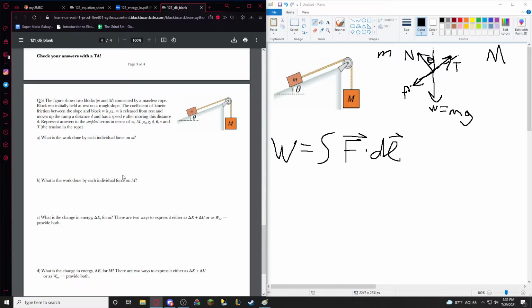So how would we actually calculate the work done by each individual force on M? I guess my first instinct would be to relate all the forces that are acting on it. But this question is just asking about each individual force, right? Oh, yeah. So I would just keep it separately. We're just leaving it in terms of it's moved a distance d up the slope. Oh, that's true.